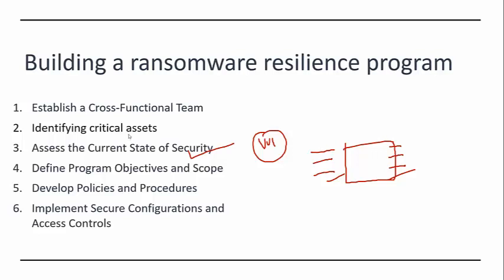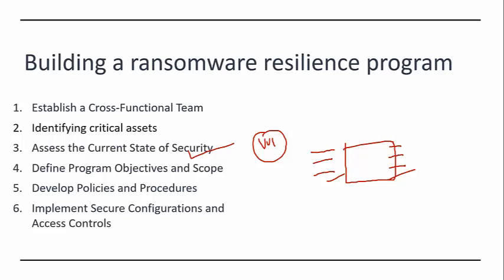The next thing we have to do is define the program objective and scope. So we need to clearly define what the objective of the ransomware resilience program is, what the goal is, and what the scope of this program is. Now, I have 10 companies or 10 branches. Are we creating this program for all 10 branches, or only for 3 branches? That should be part of the scope.